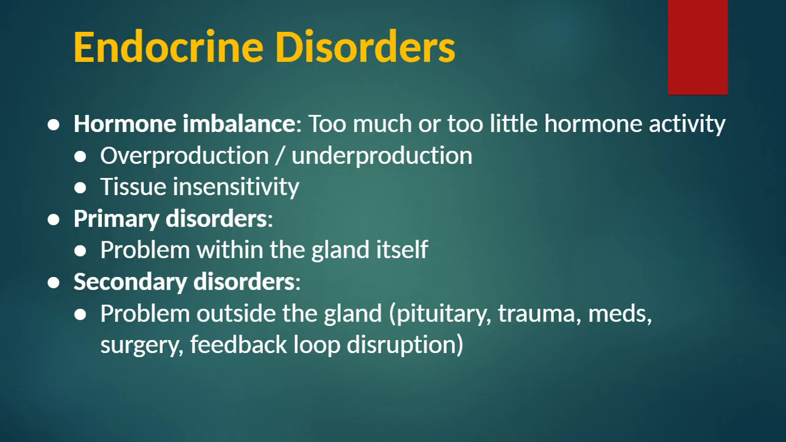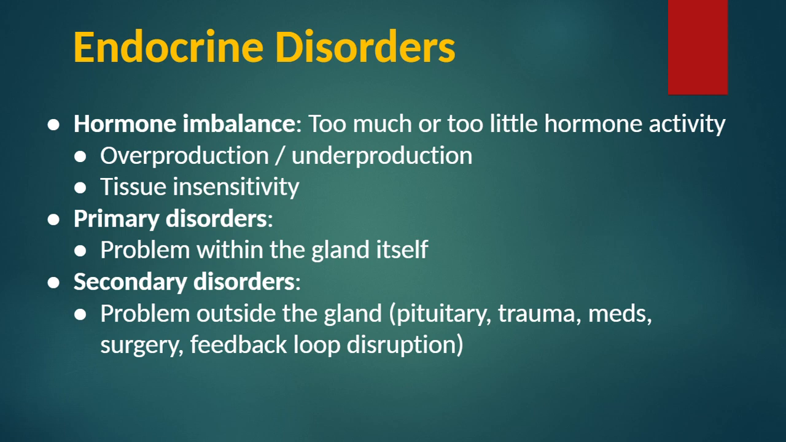Now, when we categorize endocrine disorders, we use two main types, primary and secondary. A primary disorder happens within the gland itself. For example, in primary hypothyroidism, the thyroid gland is unable to produce enough thyroid hormone even though it's getting proper stimulation from the pituitary gland.